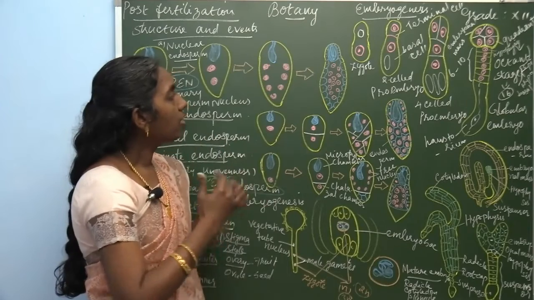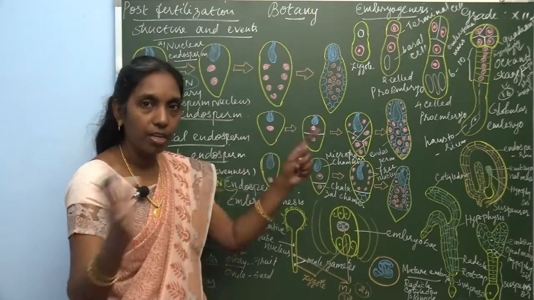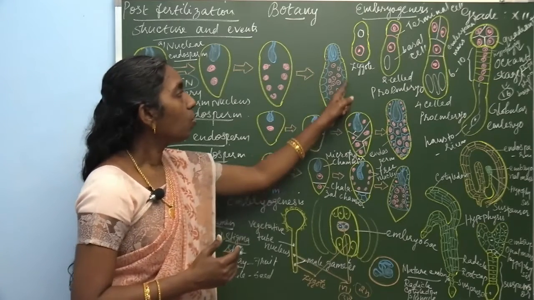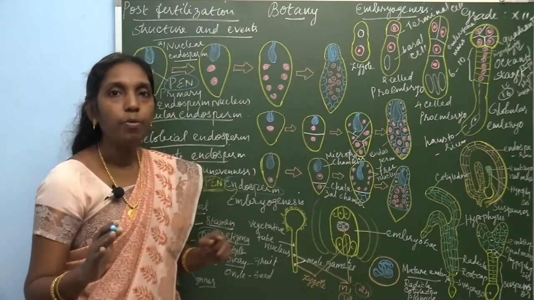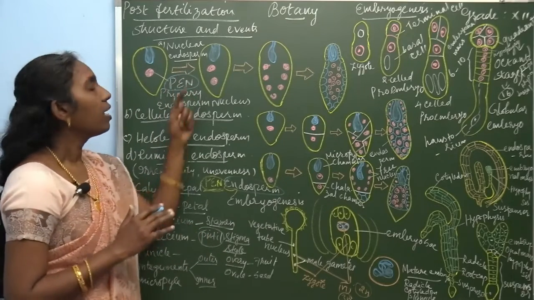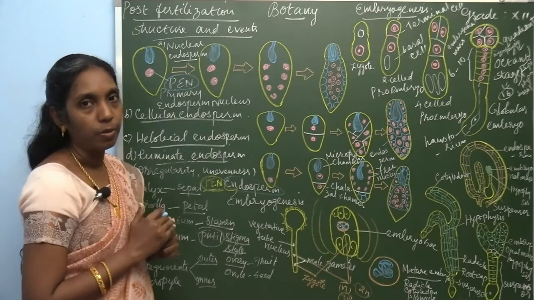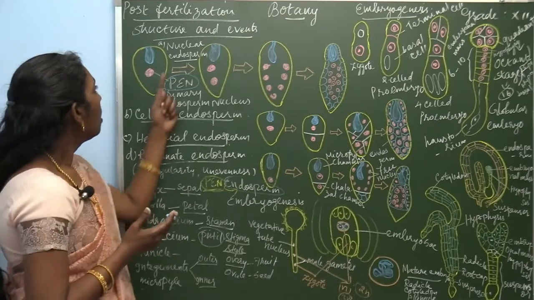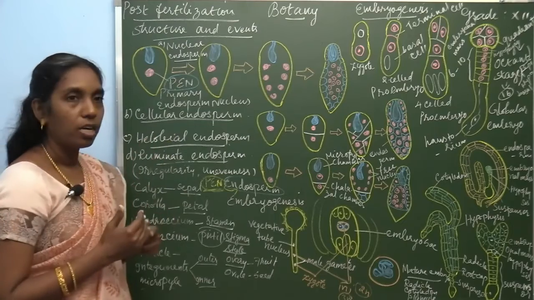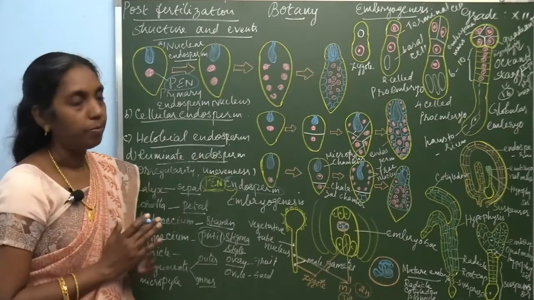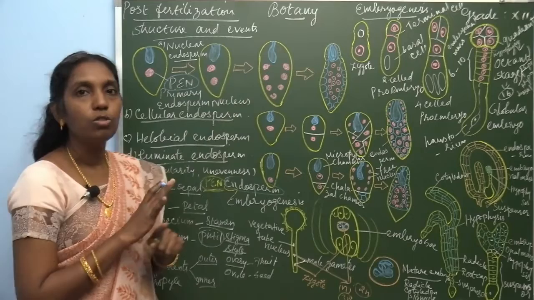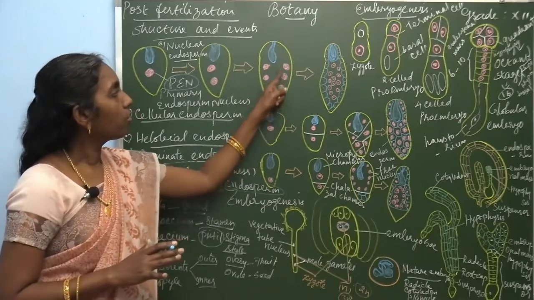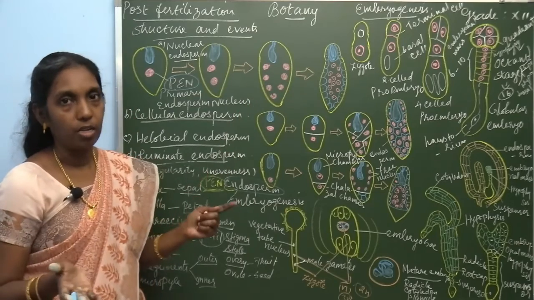In the later stage, it either remains free nuclear or later produces a wall. This type of development is known as nuclear endosperm. So, the difference between nuclear endosperm and cellular endosperm is wall formation. In nuclear endosperm, there is no wall formation, so all these nuclei are free nuclei.